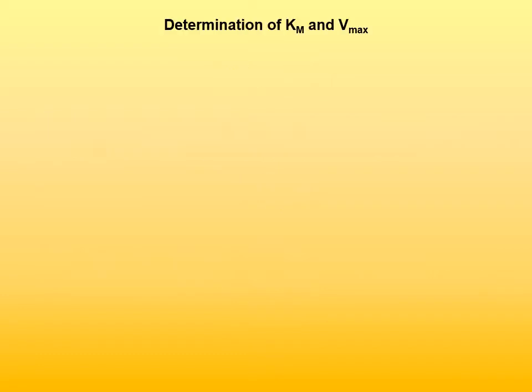Now, it is very important for us to be able to determine Km, the Michaelis constant, and Vmax. Since Vmax is approached asymptotically, it's not possible to obtain an accurate value from a simple graph. So we cannot attempt, from a graph, to figure out either the value for Km or Vmax.